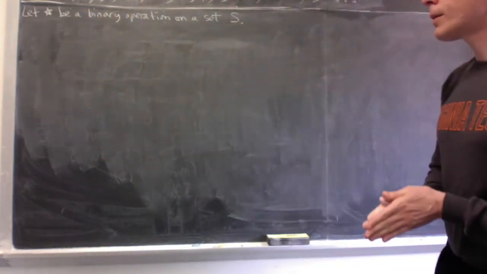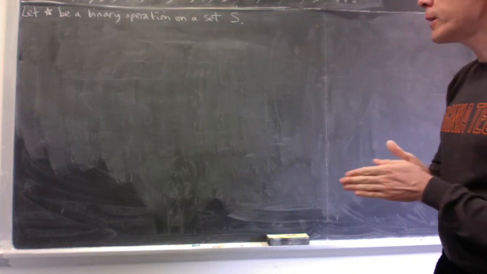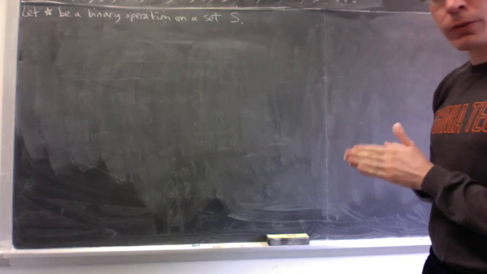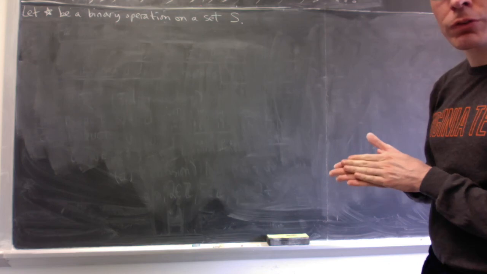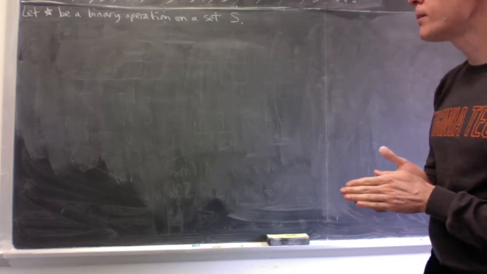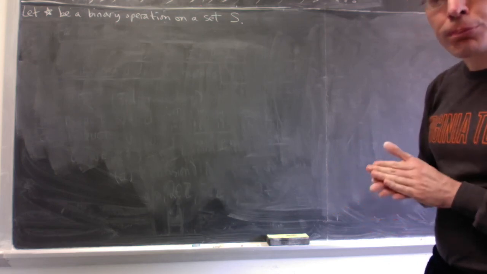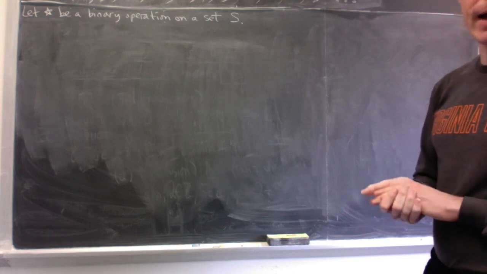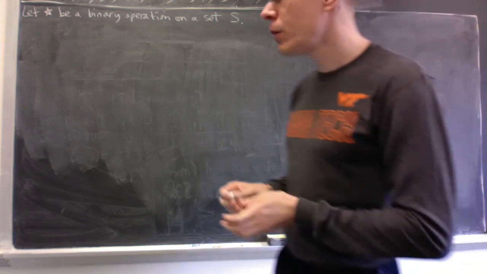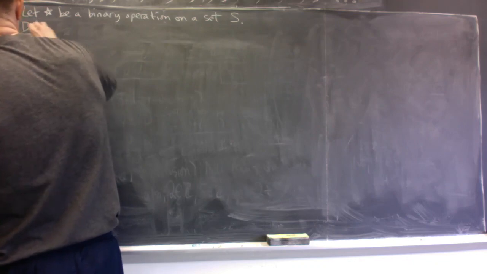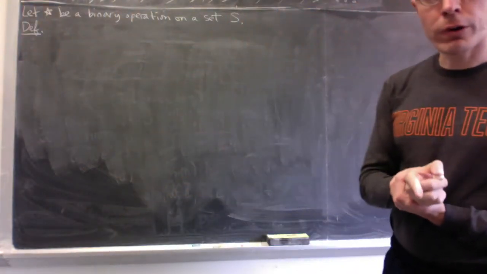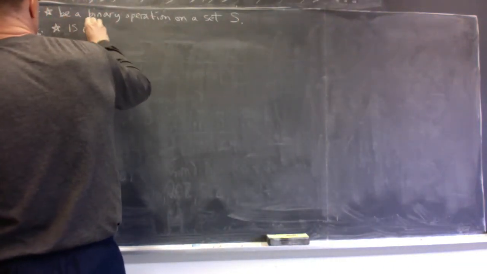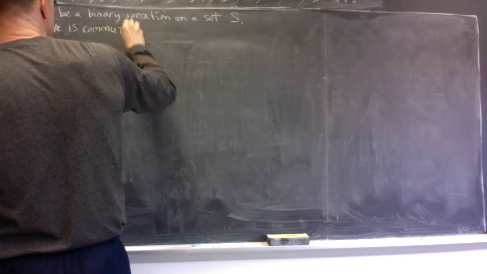All right, so let's move on to the next idea, the next ingredient. From now on, we'll have a fixed set S and a binary operation star, so closure is satisfied. And I want to introduce some algebraic properties that this operation may or may not have that will be constantly useful to us. So two more definitions. Definition. I'll say that star is commutative.